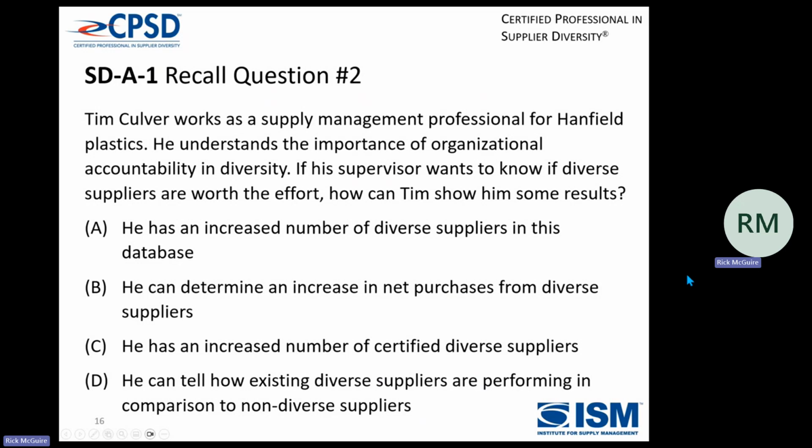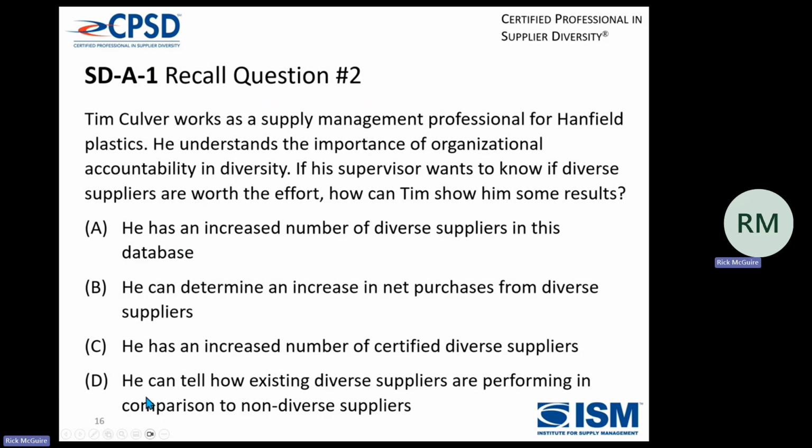Tim Culver works as a supply management professional for Hanfield Plastics. He understands the importance of organizational accountability and diversity. His supervisor wants to know if diverse suppliers are worth the effort. How can Tim show him some results? He has increased number of diverse suppliers in his database. Not really. He can determine an increase in net purchases from diverse suppliers. He has an increased number of certified diverse suppliers.